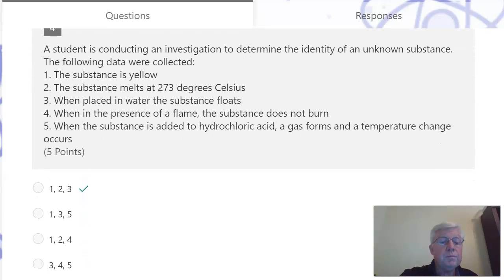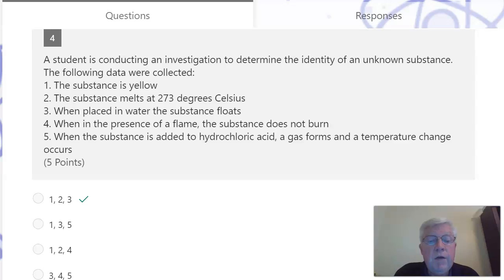Number 4. A student is conducting an investigation to determine the identity of an unknown substance. The following data was collected. The substance is yellow. That's a physical property. The substance melts at 273 degrees Celsius. Wow, that's high. A candy bar melts in your pocket. Gosh, what is that, about 30 degrees? I'm going to have to check that. I can't remember what body temperature is on Celsius. I should know, as many times as I've had my temperature taken, but that's pretty warm. But that's a physical property.